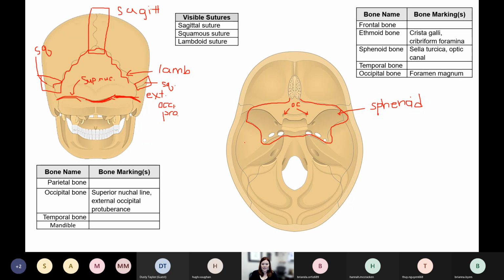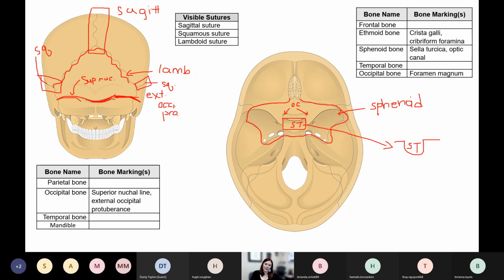Then we've got this space right here. This space is an indentation called the sella turcica. If we looked at this from the side, what you'd actually see is a big divot. It's an indentation for the pituitary gland. That thing that makes all kinds of hormones is so important to your body that we gave it its own little bone marking, its own little space inside the skull, the sella turcica.